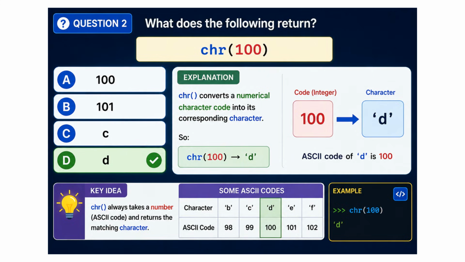Now, let's look at question 2. What does CHR 100 return? Is it 100, 101, C, or D? The correct answer is D, lowercase d.